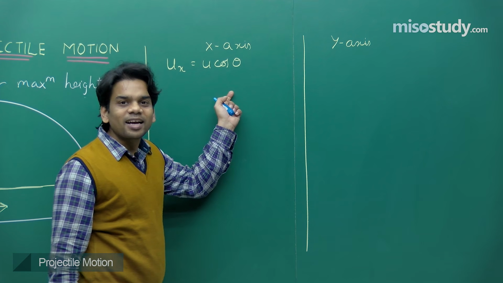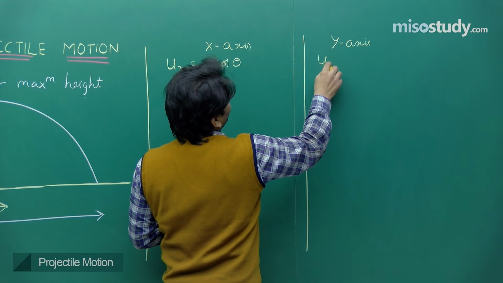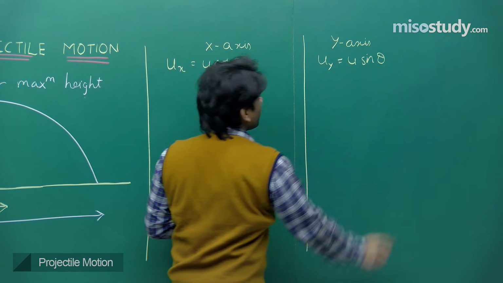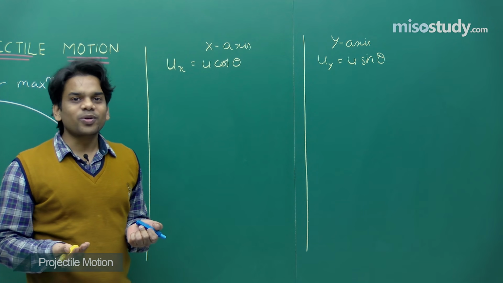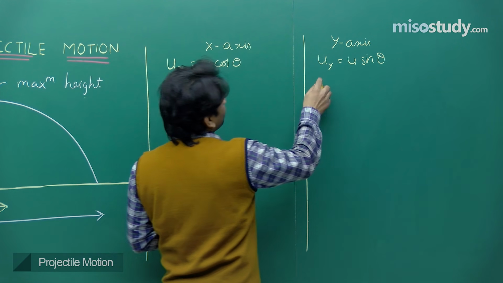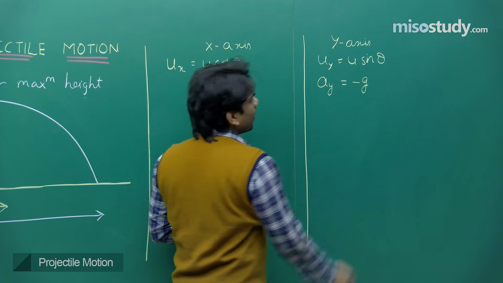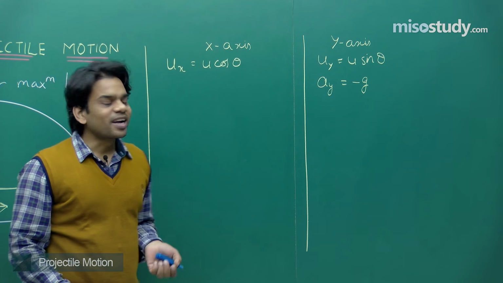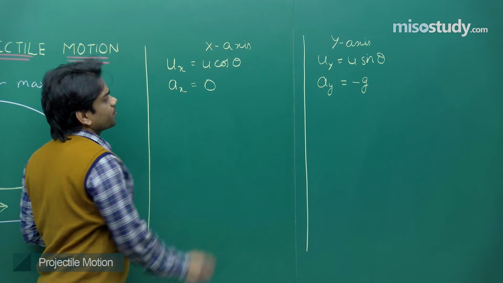Remember, theta is the angle with the horizontal with which the body was projected, and the initial velocity along the vertical direction is u sin theta. Now the only acceleration acting was the acceleration due to gravity, in the vertical downward direction. So I am writing the acceleration along the y direction as minus g, because it's acting downward. We are taking the downward direction as negative, and along the x-axis there is no acceleration, so it is 0.